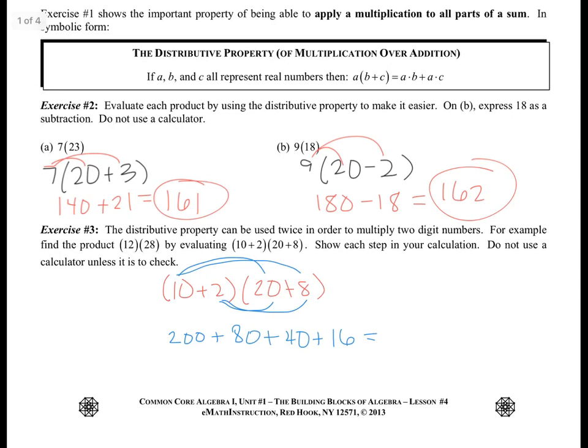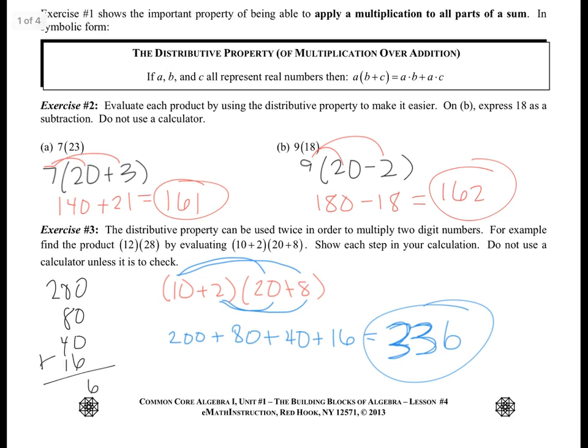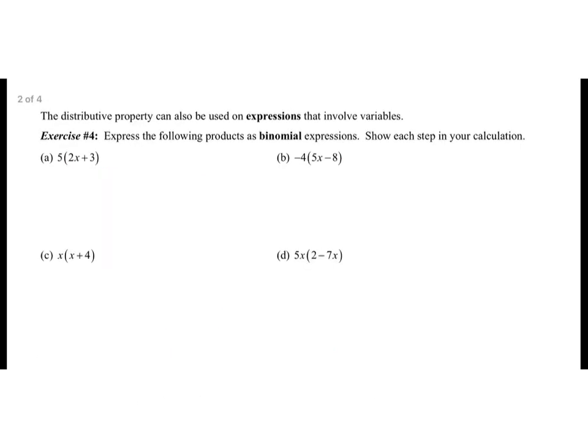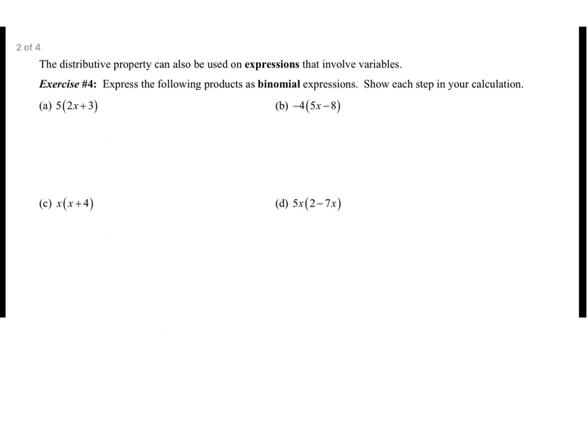of the second number. 200 plus 80 is 280. 280 plus 40 is 320. 320 plus 16 is 336. You could have stacked each of those up, so 200, 80, 40, 16, and found 6, 8 plus 12, 13, so 336. The distributive property can also be used on expressions that involve variables.